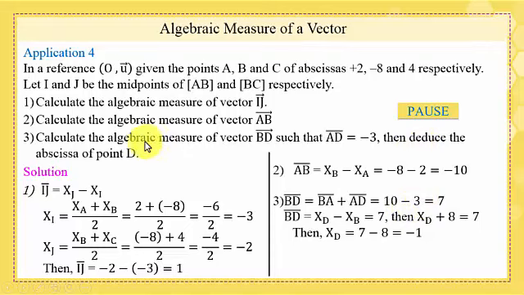Then deduce the abscissa of D. Since BD bar equals xD minus xB equals 7, and we have xB equals minus 8, so minus xB equals plus 8, so xD equals 7 minus 8 equals minus 1. So the abscissa of D is minus 1.